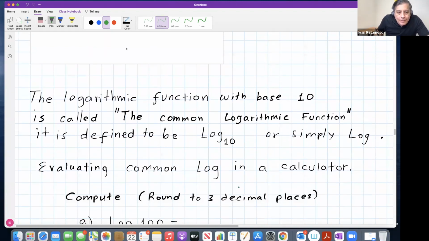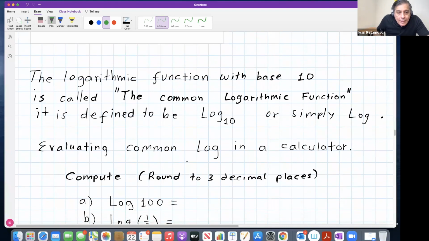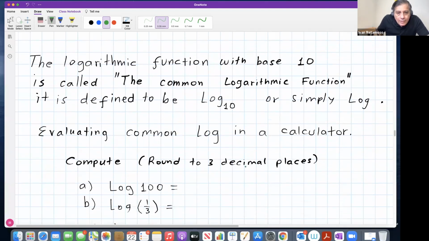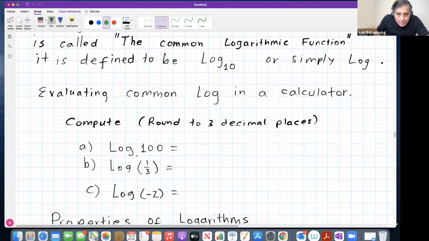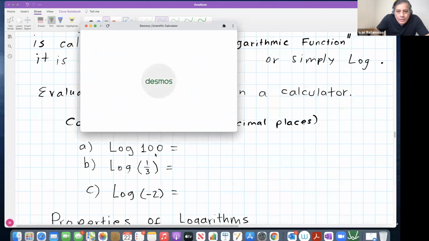So first, let's learn how to evaluate common logs. In a calculator, for example, compute log, where nothing written here means base 10, of 100. Well, I go to my calculator.